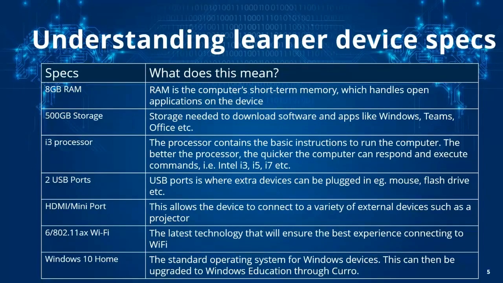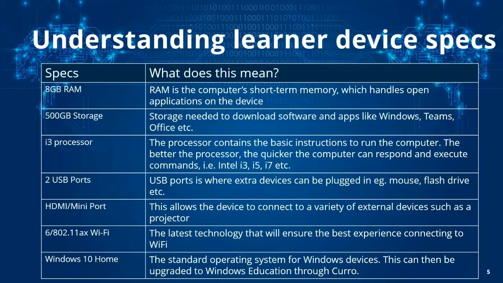Storage is where you download software like Teams, Windows, Office, all of those things. So the more storage, the more applications can be stored. Then we talk about a processor, and you'll normally find that it's i3, i5, i7. The bigger the processor, the more expensive, but the basic processor at the moment is normally your i3 processor, and this just means it's the basic instructions that run the computer. So the better the processor, the quicker the computer can respond and execute commands. So it works hand in hand with your RAM.